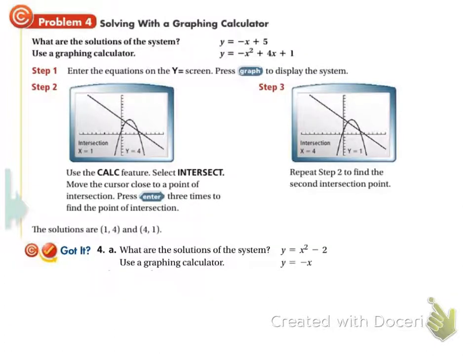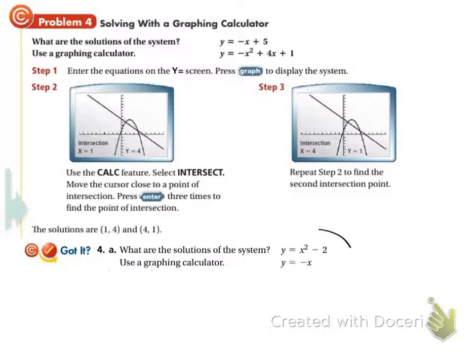Last method that we can do is solving using a graphing calculator. So if you have an actual graphing calculator, you can follow these instructions. All of my students use our iPads with the Desmos app or website. So if you go to desmos.com and launch the calculator, you can type these two equations where they list like 1, 2, 3, there's a plus button to add an expression.